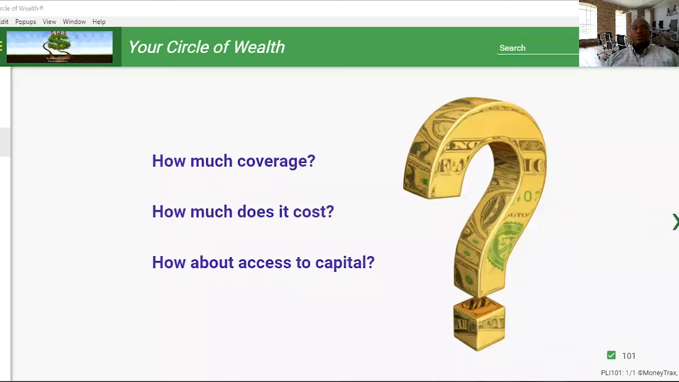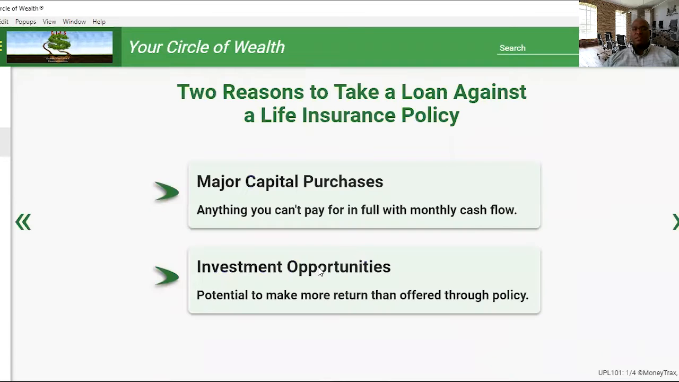Okay, so how about access to capital? This is part of our insurance stock continuation from another video of how much does it cost. So there's two reasons to take a loan against a policy. One is for major capital purchases, so anything you can't pay for in full with your monthly cash flow. That's a major capital purchase. Or investment opportunities with potential to make more return than offered through the policy.